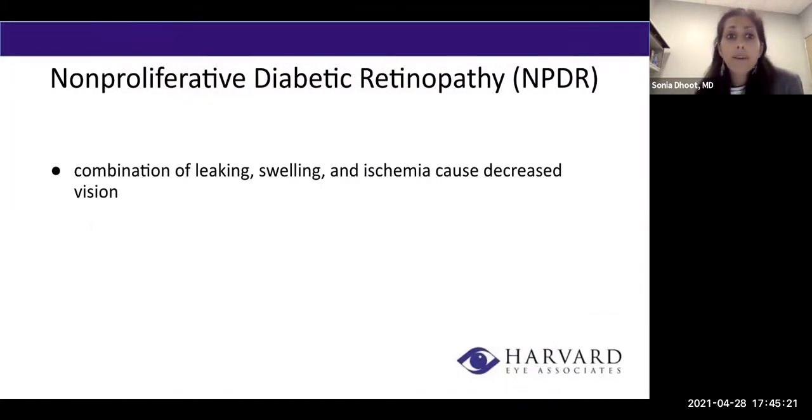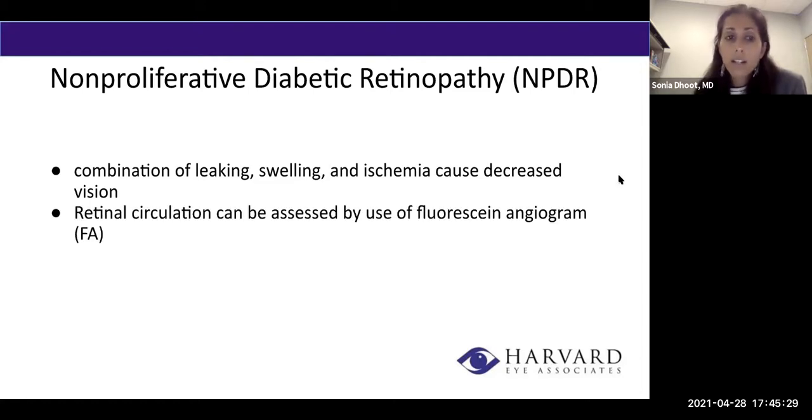So to recap, non-proliferative diabetic retinopathy, a combination of leaking, swelling, and reduced blood flow, all cause decreased vision. The leaking and the swelling we can see when we look back there, but the circulation itself is difficult for us to appreciate with our naked eye. And so we often use something called a fluorescein angiogram, where we inject some dye in the vein in your arm. And then as that dye travels in all the blood vessels in the body, we take pictures as it travels in the blood vessels in the back of the eye. That gives us a lot of information as to what's going on with the blood flow in the back of the eye and how much ischemia is there.